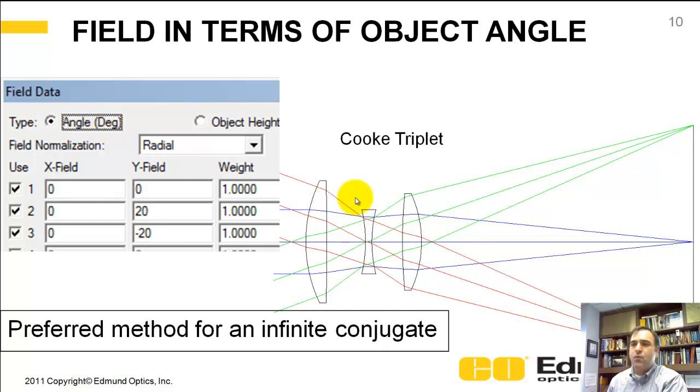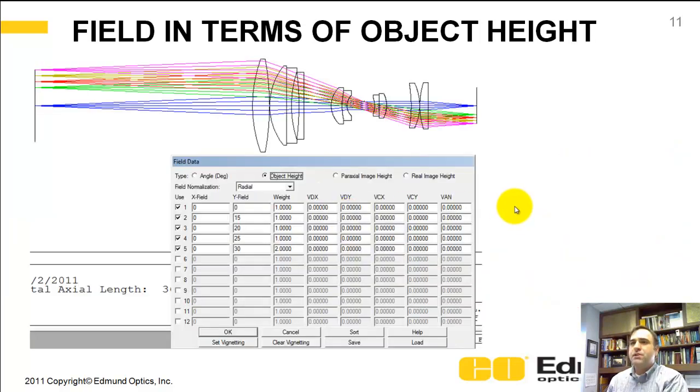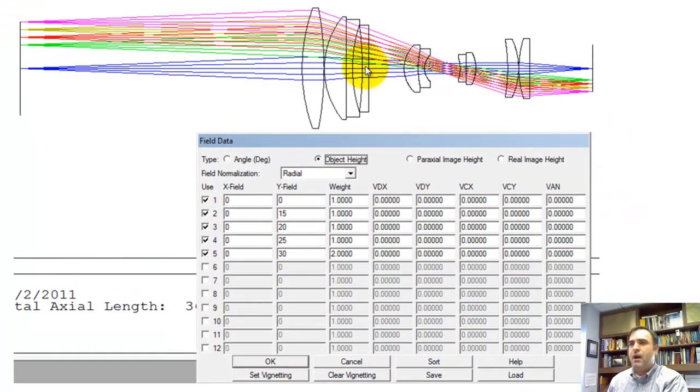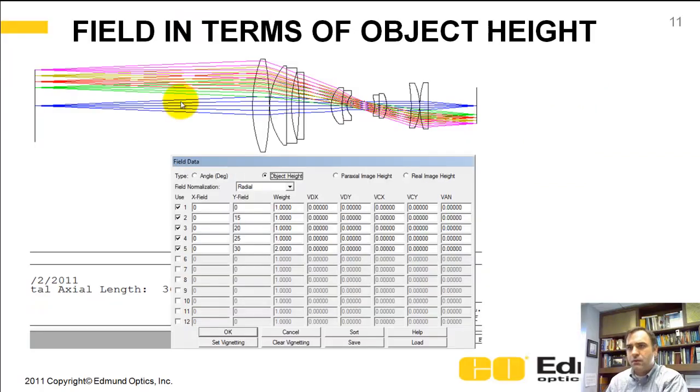Angle is preferred for an infinite conjugate. You can use it for a finite conjugate, and it will just compute the angles, but normally people aren't calibrated to that. Let's talk about field in terms of object height. I've pulled up one of Edmund Optics' large format telecentrics. This is a doubly telecentric lens in object space and image space. We'll be covering telecentricity in other videos later.